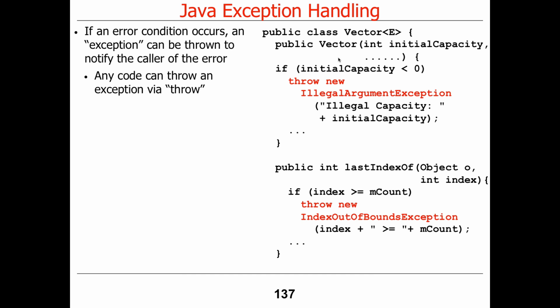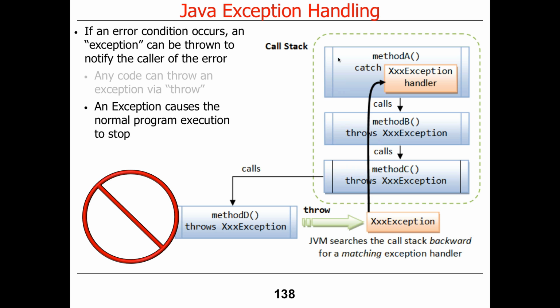Notice, by the way, you always throw a new exception. You have to throw an object that's been allocated by new. This is a little bit different from C++, but you throw a new instance of one of these objects. And these, by the way, are just good old classes. They're nothing special.